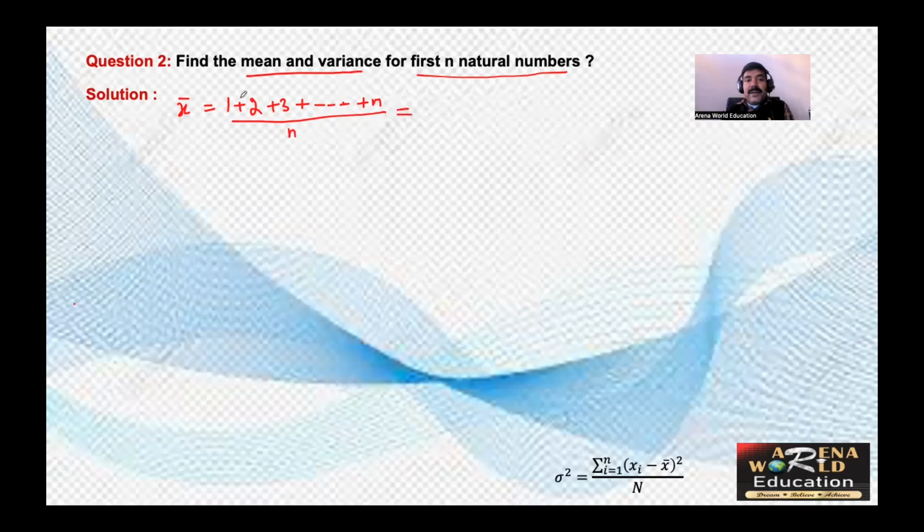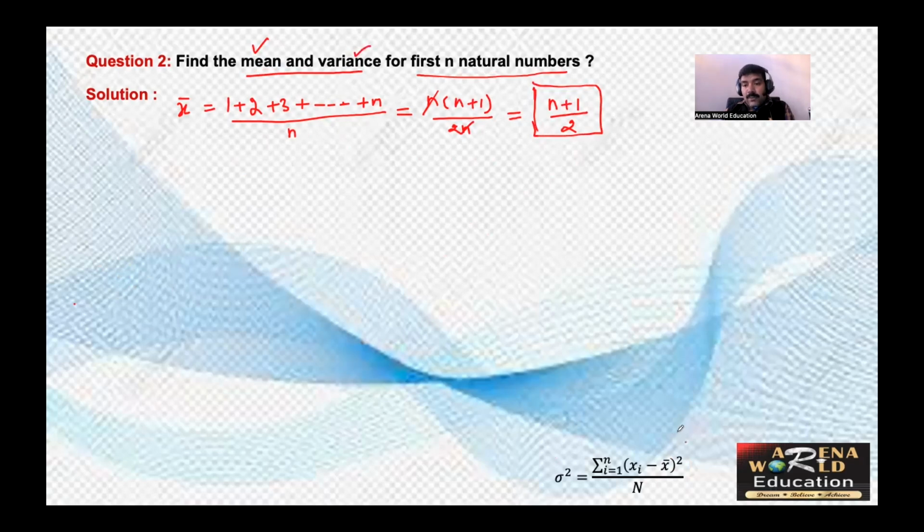And always remember, sum of n natural numbers is n into n plus 1 divided by 2, right? And in denominator, we are having n, so this will be multiplied with 2. If we cancel out this n, so we are left with what? N plus 1 divided by 2, and which is required mean. So this is your required mean. So first part is done. So now what about variance?